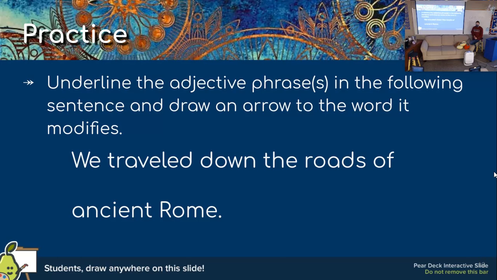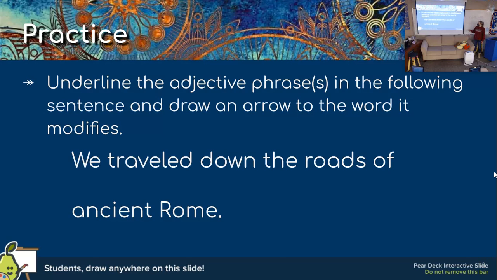Ashton, what do you think? Take a guess. Of ancient Rome is telling us more information about what word in the sentence? Yeah! Nice job, Ashton. It's giving us more information about the roads, right? It's telling us what kind of roads. It's the roads of ancient Rome. Roads is a noun, which makes of ancient Rome an adjective phrase. You guys with me? Is this making sense?